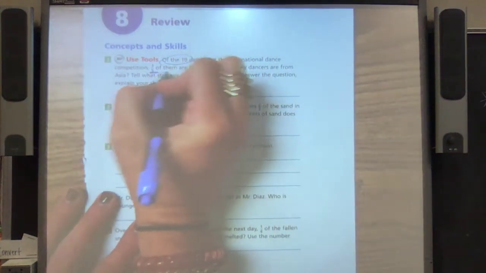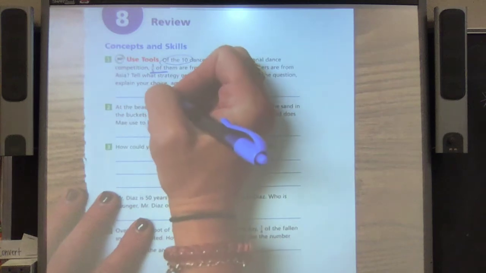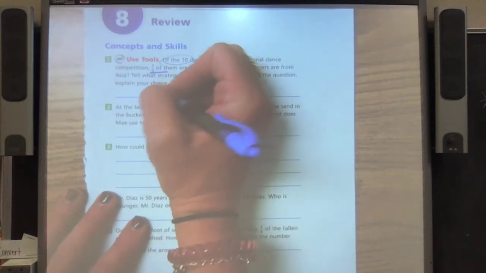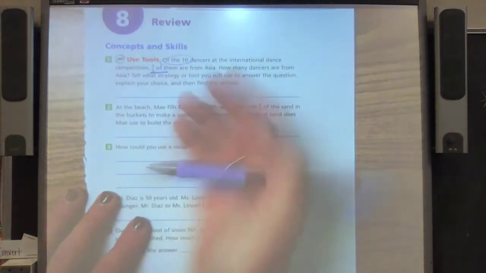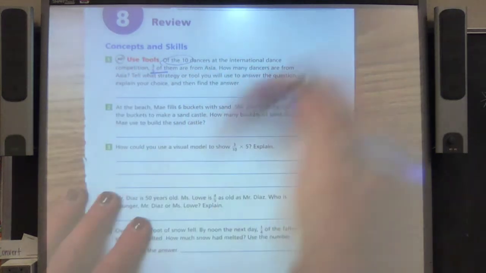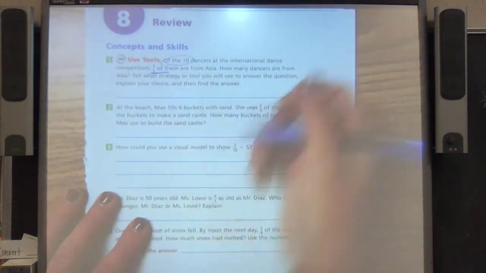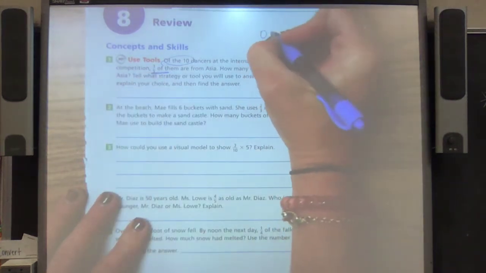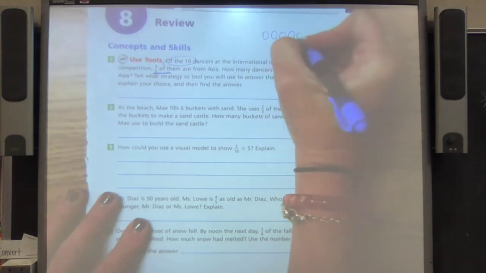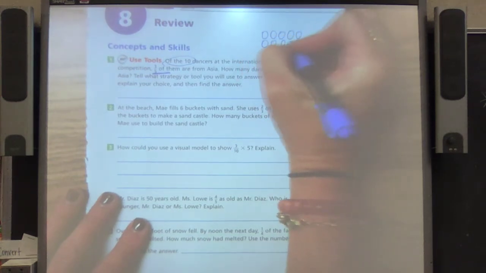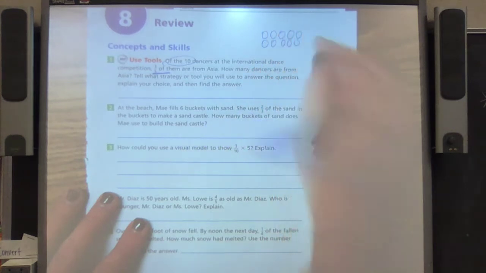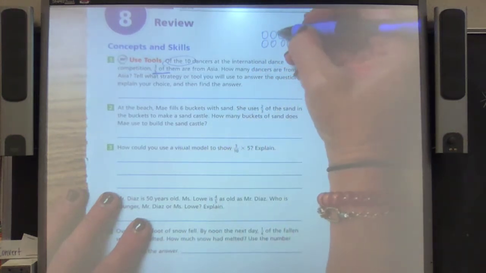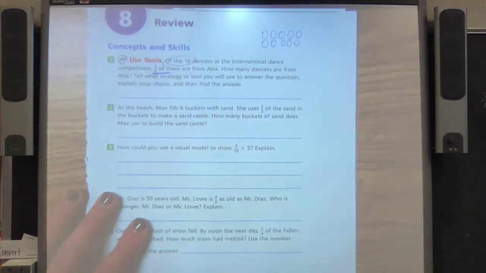But I know there's 10, and I know 3/5 of them. We know that we're finding a part of them. A fraction is a division problem. So I've got 10 dancers, and I know that they're being put into 5 groups because that's what a fraction is. So I'm going to put my 10, 4, 5, 6, 7, 8, 9, 10. I'm putting them in 5 groups. 1 group, 2, 3, 4, 5.